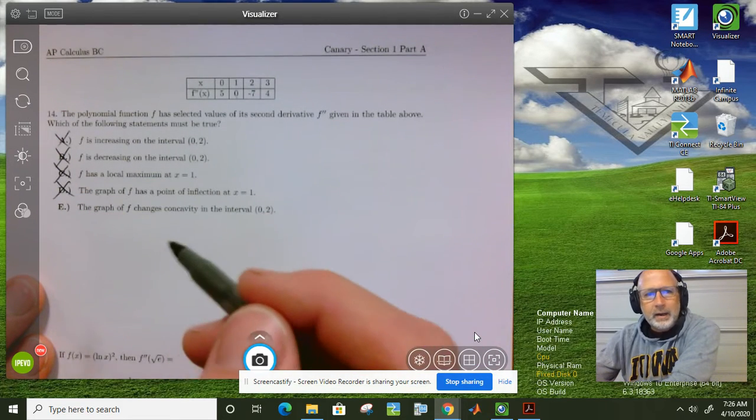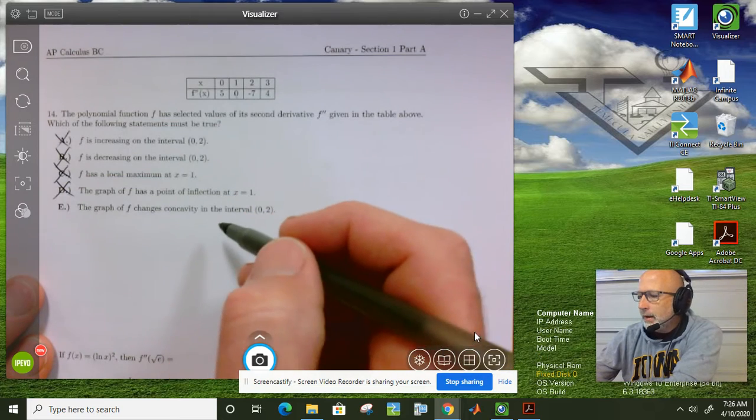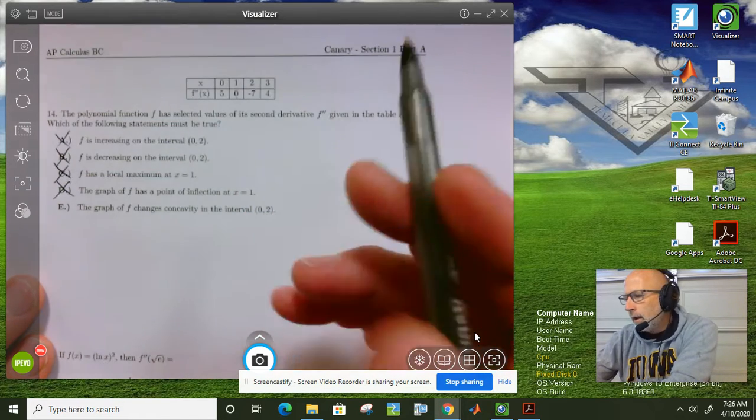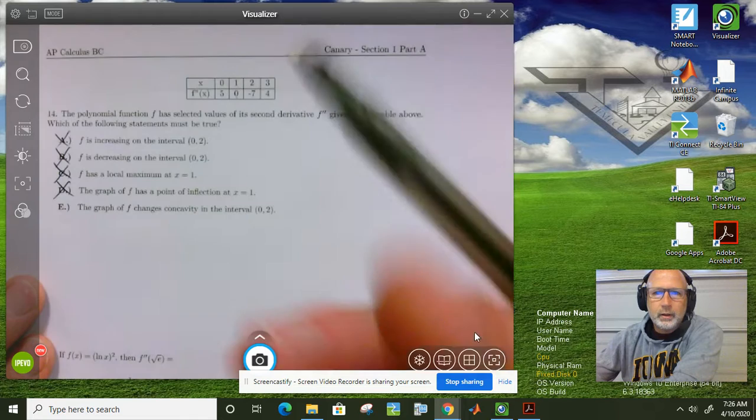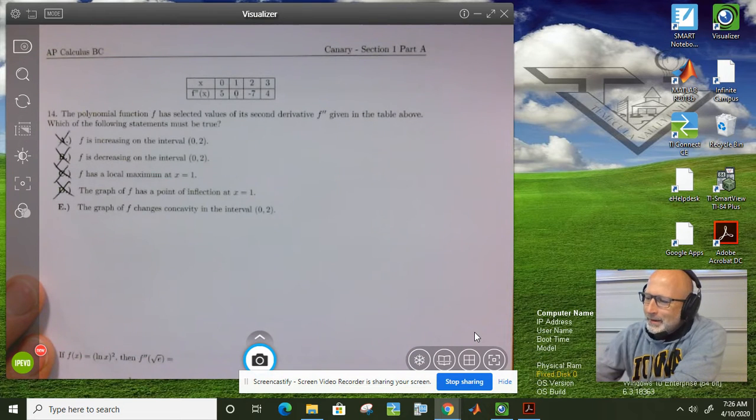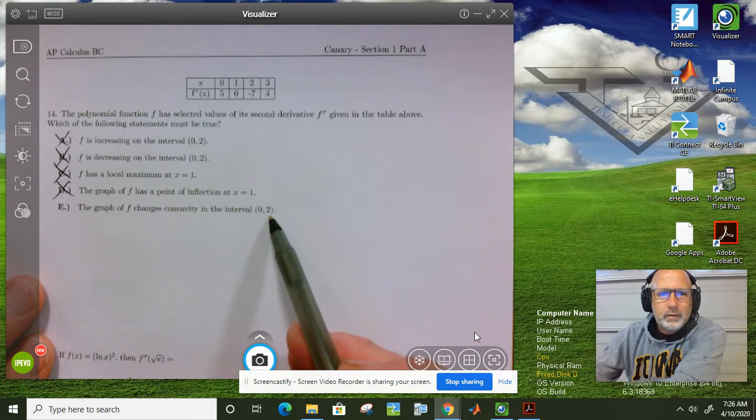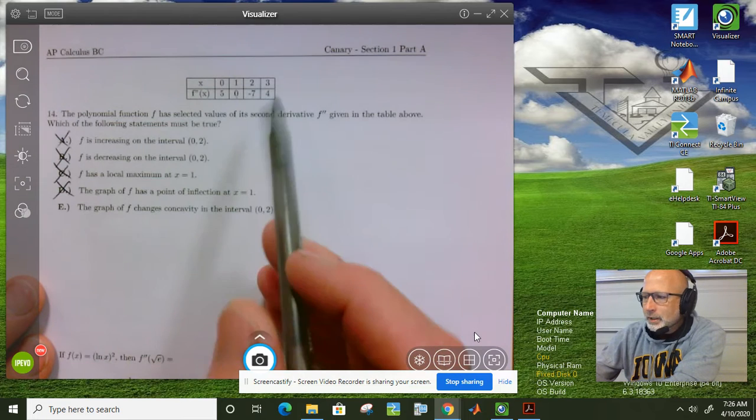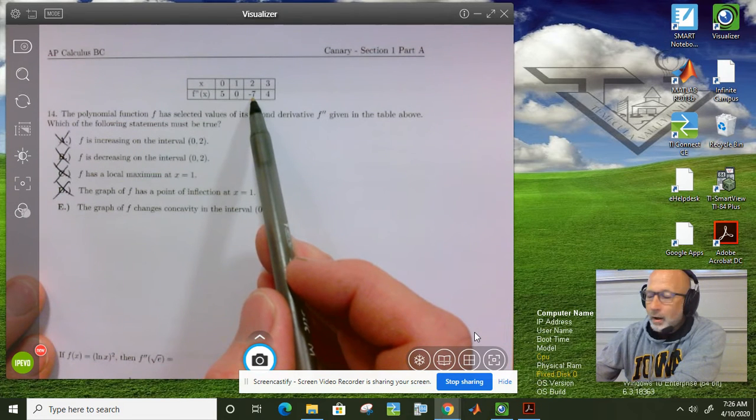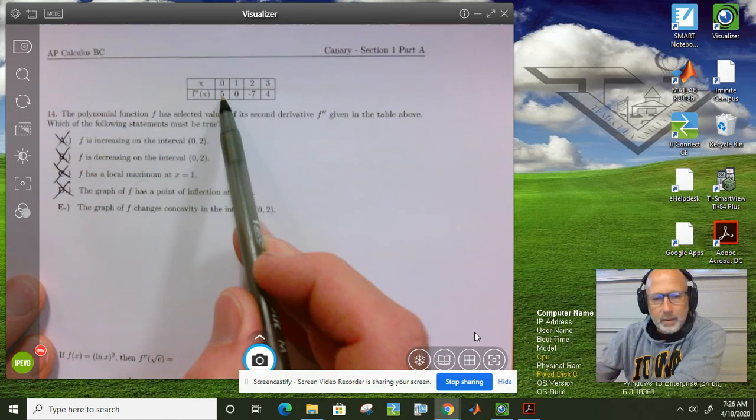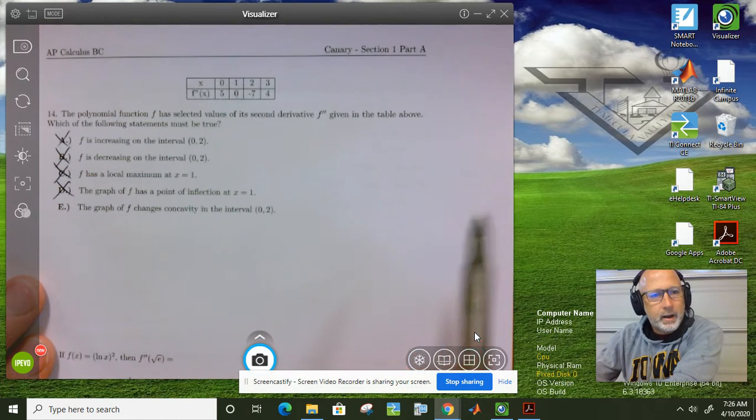Now, this one's kind of tricky because it says the graph of f changes concavity in the interval from 0 to 2. Okay, so from 0 to 2 it goes from positive to negative, so it looks to be true. But here's the thing, 2 doesn't count. That's not in that interval. So I actually can't count this -7. All I know then is it goes from 5, a positive, to 0. That's all that I know.